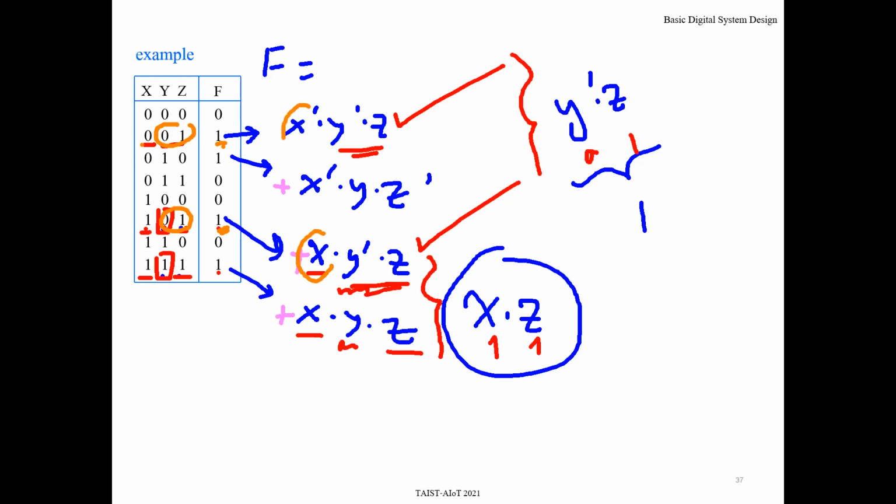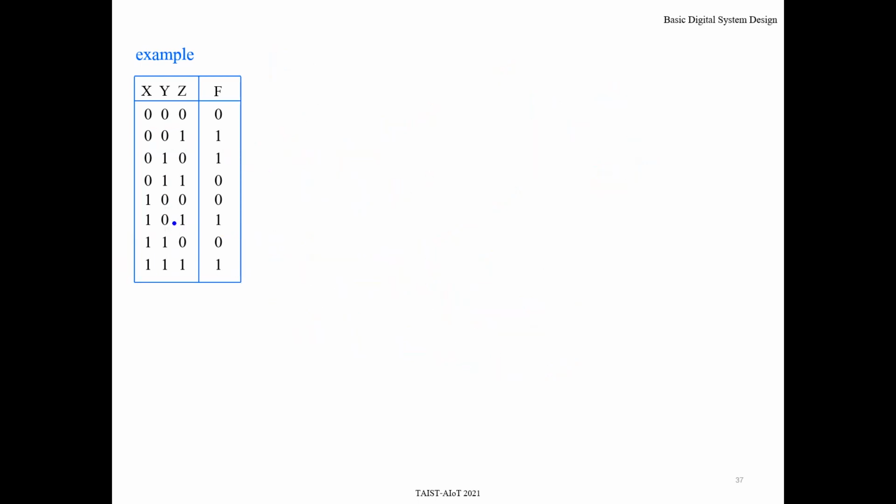X prime, for example. Actually, you can observe from the binary value of input. For example, this one, and this one, right? Different only 1 bit. Y is 0, Y is 1. That means it's not dependent on Y. It depends on only X and Z. X and Z is 1, 1. So these two terms are X and Z, right?